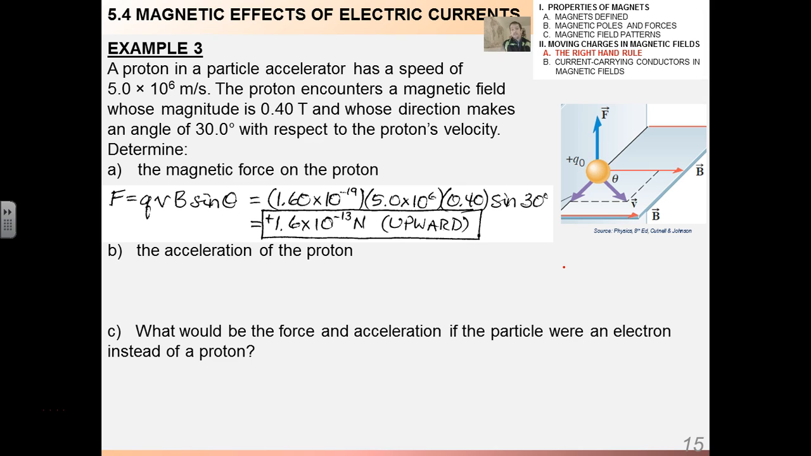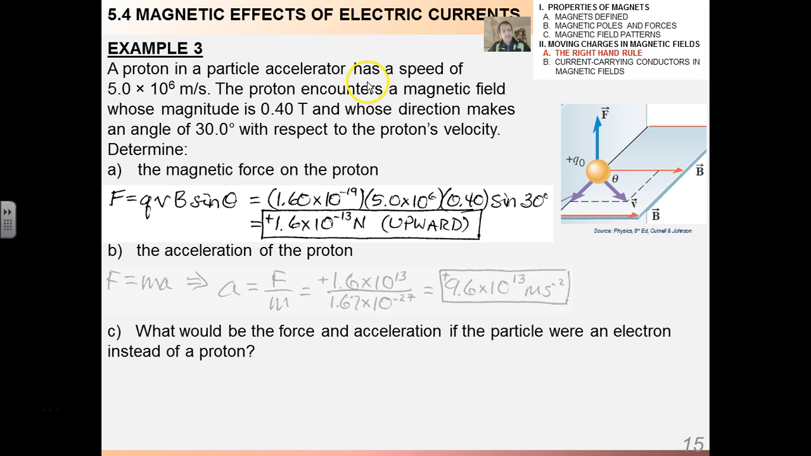and you need to realize that it acts upwards using your right hand, okay, because it's a positive charge, it's a proton, it's going to act upwards as shown in the diagram. Acceleration, F equals ma. Solve for a. Super simple, right? 9.6 times 10 to the 13 meters per second squared, which means that it's not going to accelerate for very long, because then it would exceed the speed of light, which is not possible.